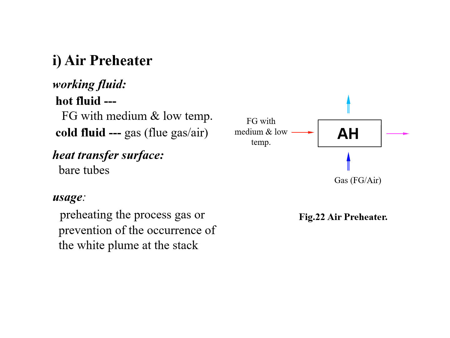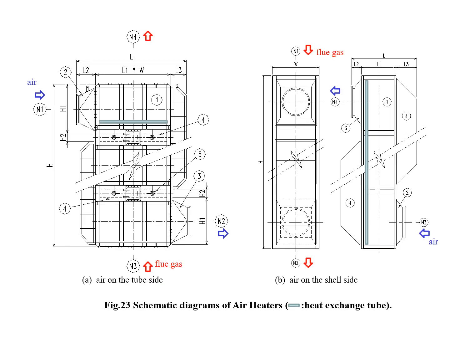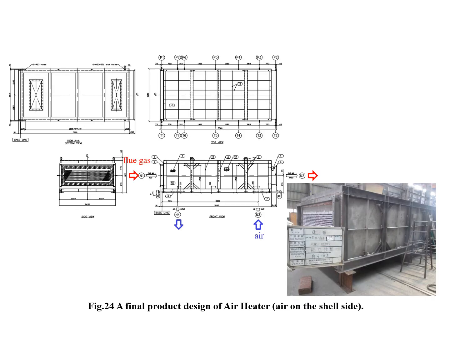Air preheater. An air preheater is installed to preheat the process gas or prevent the occurrence of the white plume at the stack. The cold fluids are flue gas or air. The heat transfer surface is bare tubes. Two types of air preheaters are shown. One is air on the tube side, and the other is air on the shell side. This is the final product of an air heater and its corresponding side view drawings.